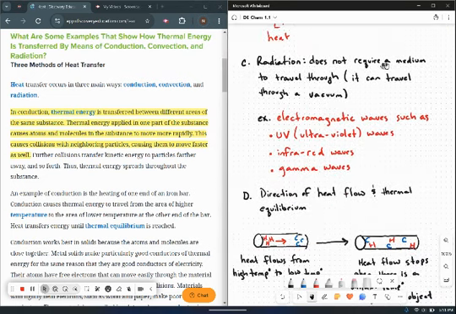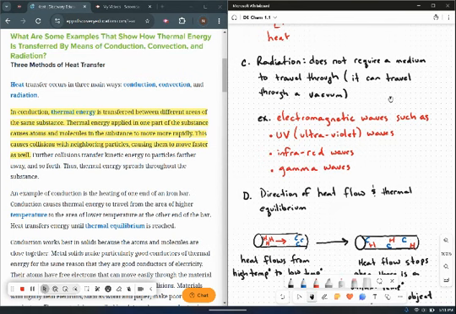All right, the third kind is radiation. Radiation does not require a medium to travel through. It can travel through a vacuum. Think sunshine, right? You get a sunburn. That was a result of electromagnetic waves. There are different types of electromagnetic waves.